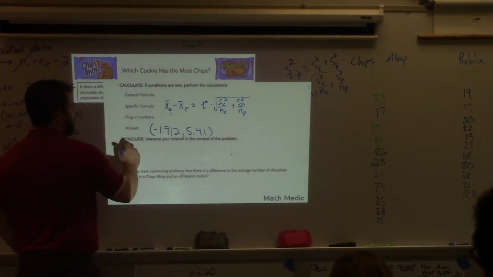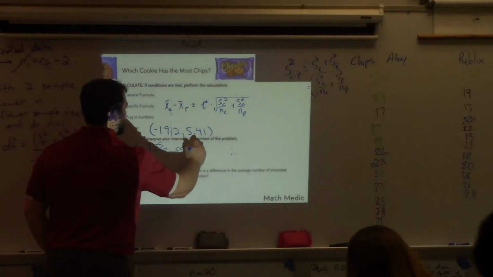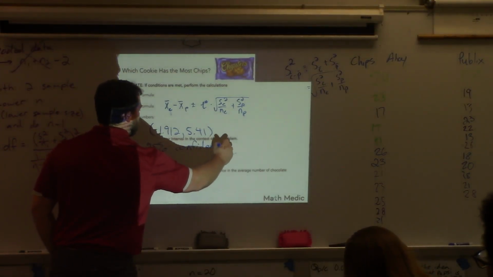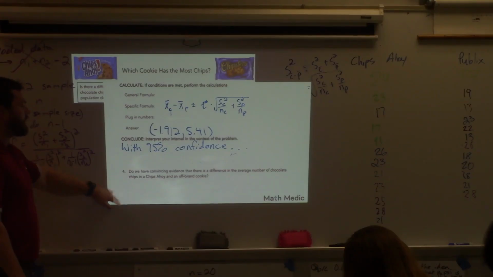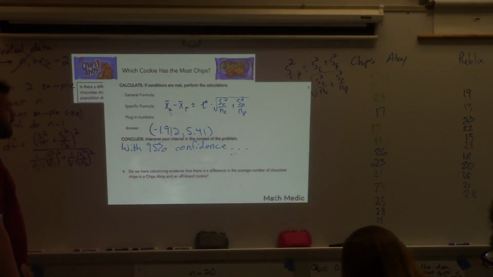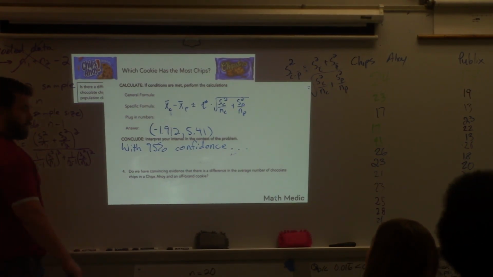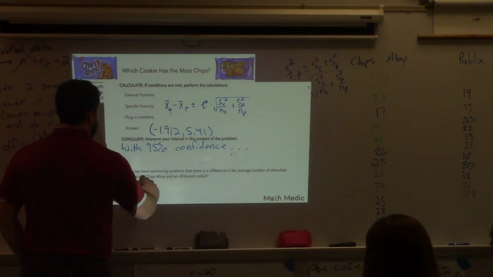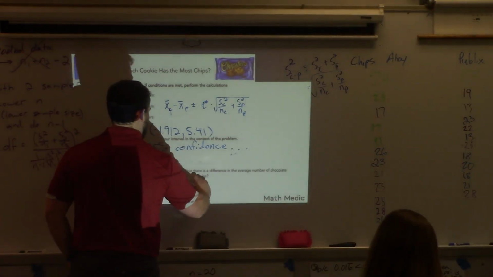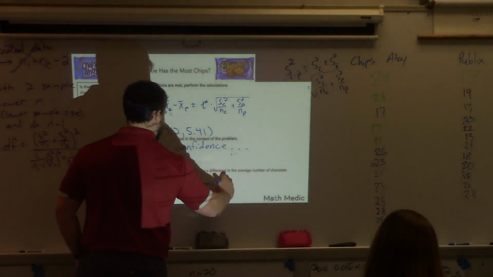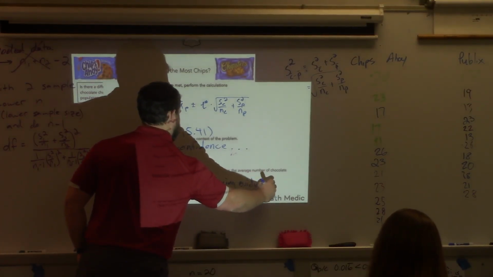With 95% confidence, this interval... Okay? The bigger question I have is, do we have convincing evidence that there is a difference in the average number of chocolate chips in Chips Ahoy and an off-brand? No, we don't. You know why? Because 0 is a plausible value. So we don't have convincing evidence, because 0 is in the interval.